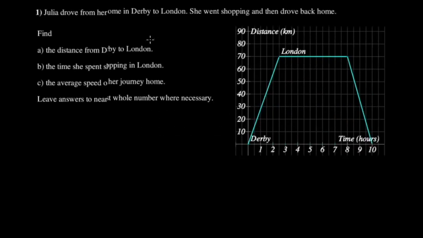Today we're going to look at travel graphs. Travel graphs are of two types that you study. The first one is called a distance time graph, and the second one is called a speed time graph.